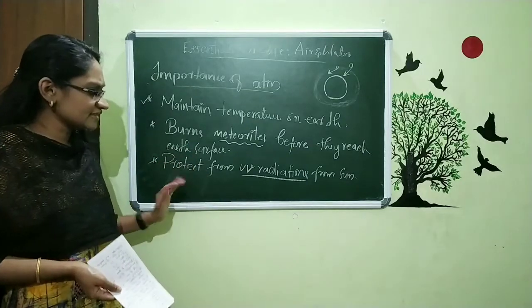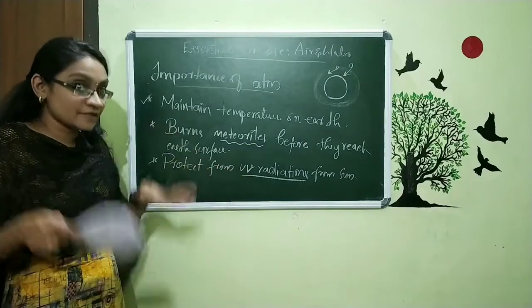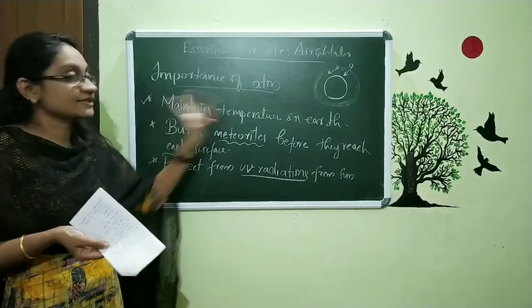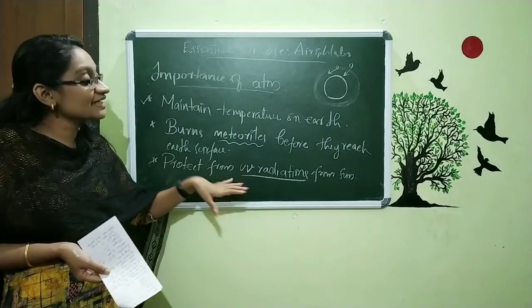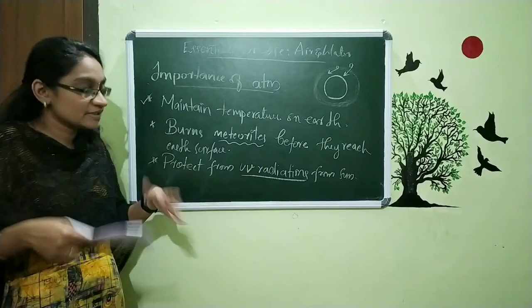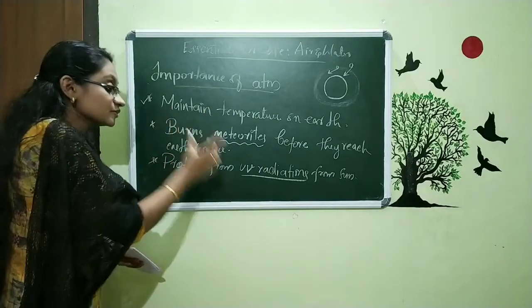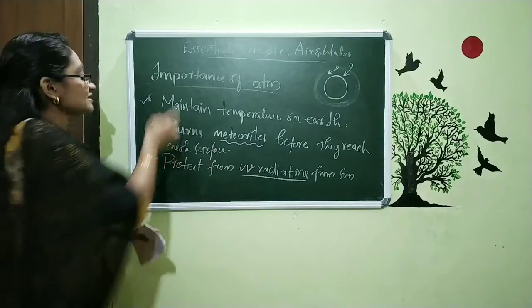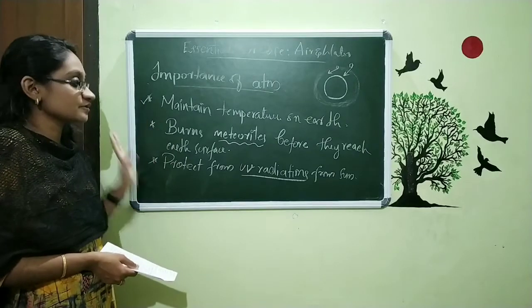So we want to avoid the UV radiations reaching the Earth's surface, and that is done by our atmosphere. With the help of atmosphere, these UV radiations get filtered out. They are converted to another form that you can study in your higher classes. Just understand that these UV radiations are blocked by the atmosphere. So these are the three importance of atmosphere. These 3 points are important, you want to study.